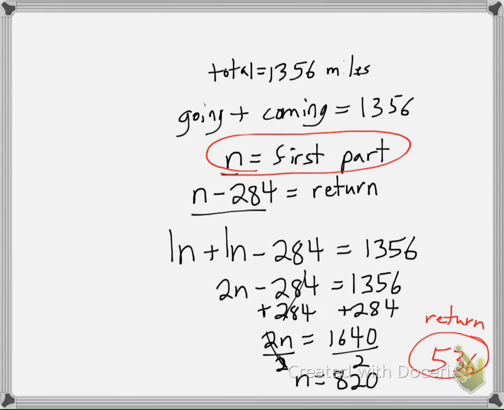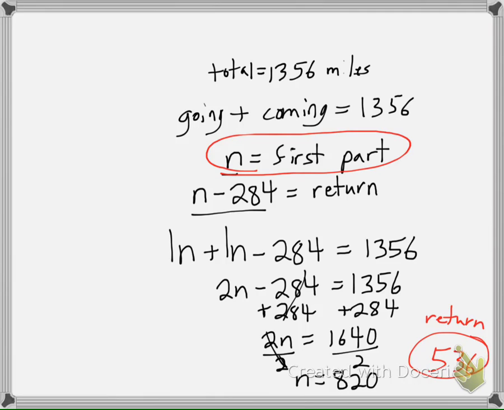Always make sure when you're working a word problem that the last thing you do is read the question and make sure that what you've got as your answer is actually the answer to that question. Because again, N in this problem does equal 820, and this is set up correctly. The only problem is that 820 is not the return trip. It's the first part. It's N. And we need N minus 284. So always make sure you pay attention to what the question is.